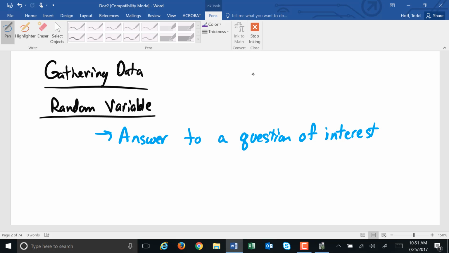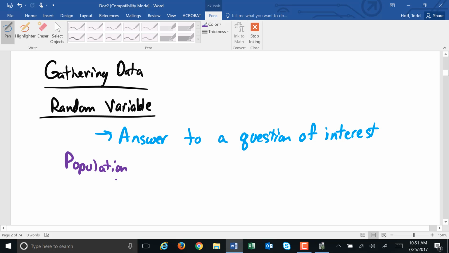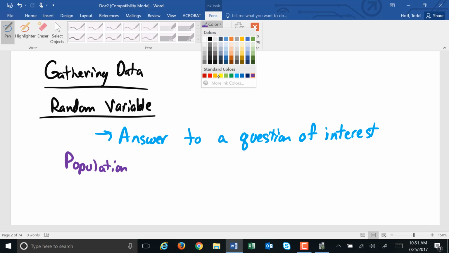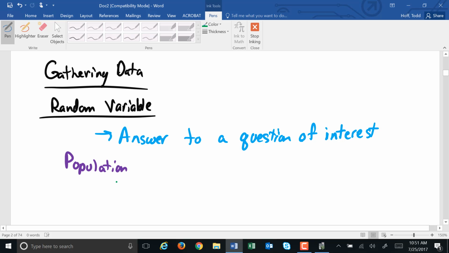Well, in that question, the word you needs to be defined. That's the population. The population is the group to be learned about or studied in the question.